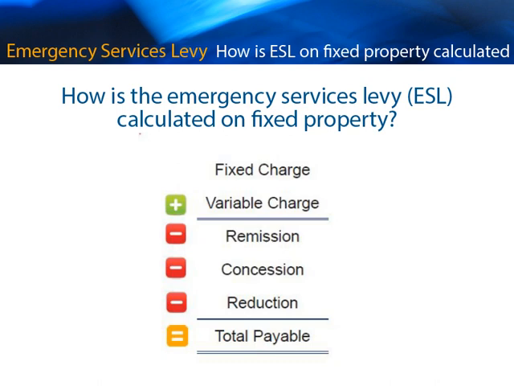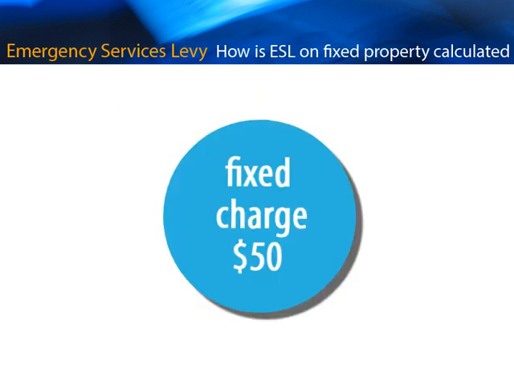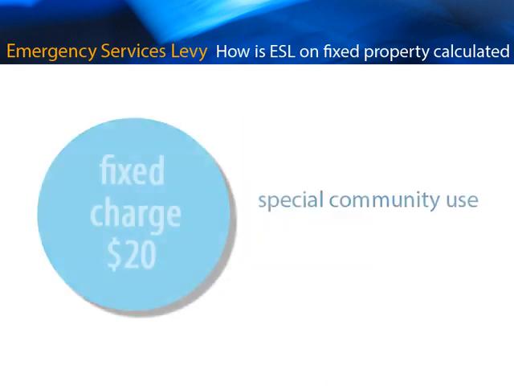The Emergency Services Levy is calculated using the formula as shown on the screen. Let's look at each of these components separately. The fixed charge component is $50. The fixed charge does not apply to properties located in Regional Area 3.